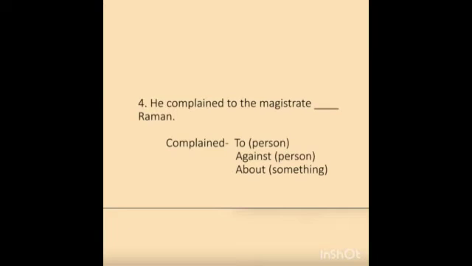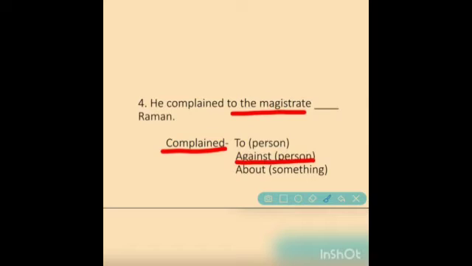He complained to the magistrate dash Raman. The word here used is complaint. Whenever you complain to somebody, you complain against somebody, and you complain about something. So it's very clear that here he complained to the magistrate. So we found a person here. And against, obviously a person. So we have Raman here, against whom the complaint has been filed. So against is the answer here. He complained to the magistrate against Raman.